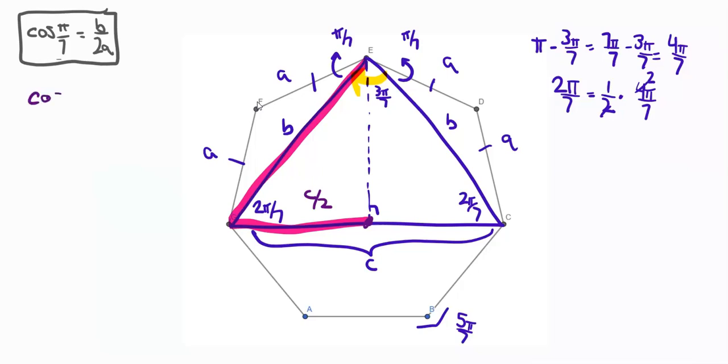So the cosine of 2 pi over 7 is going to be C over 2b, because C over 2 is the adjacent side and B is the hypotenuse. So that will set up that one for us there. Okay, now we have to do the next one, 4 pi over 7.